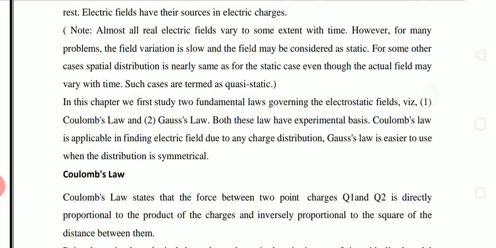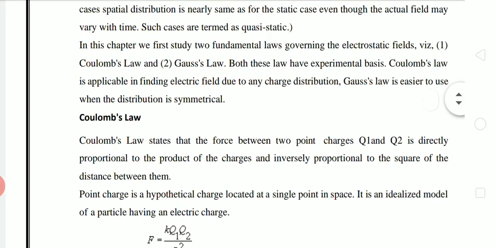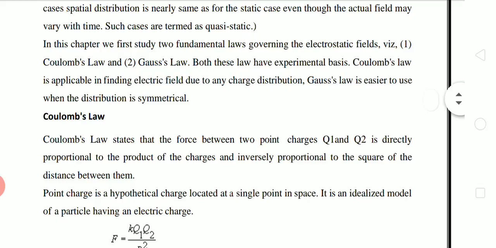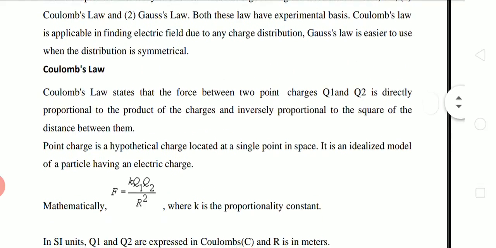In this chapter, we are going to study two fundamental laws governing electric fields, Coulomb's law and Gauss' law. Both these laws have an experimental basis. Coulomb's law is applicable in finding the electric field due to any charge distribution. Gauss' law is easier to use when the distribution is symmetrical. Next, let us know about Coulomb's law.